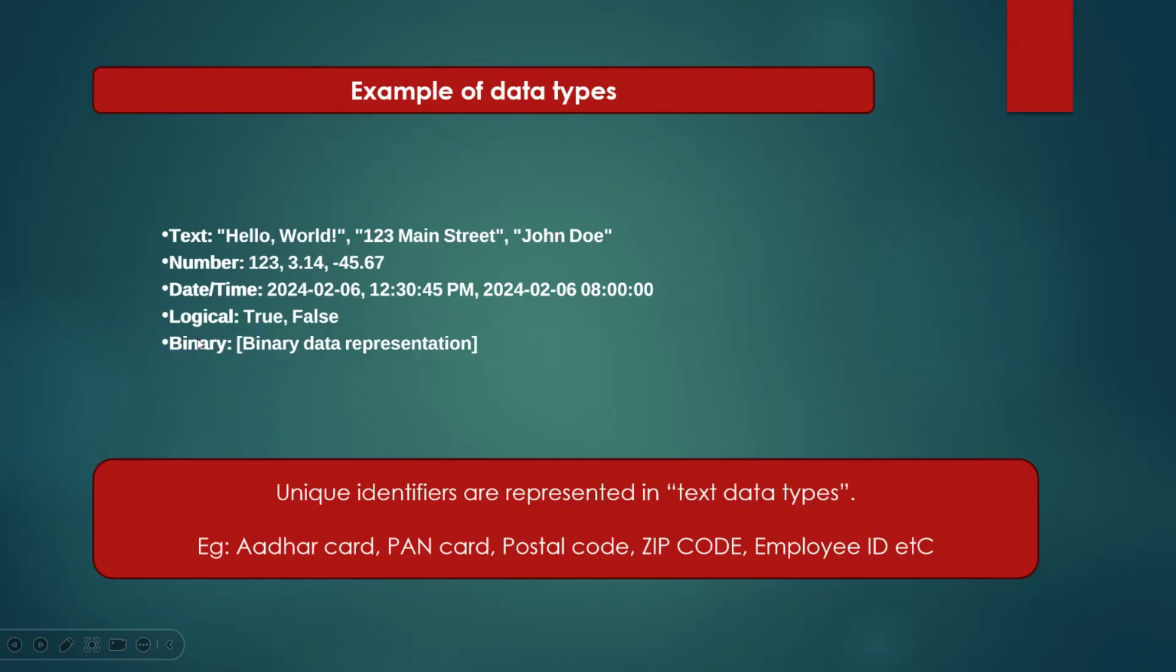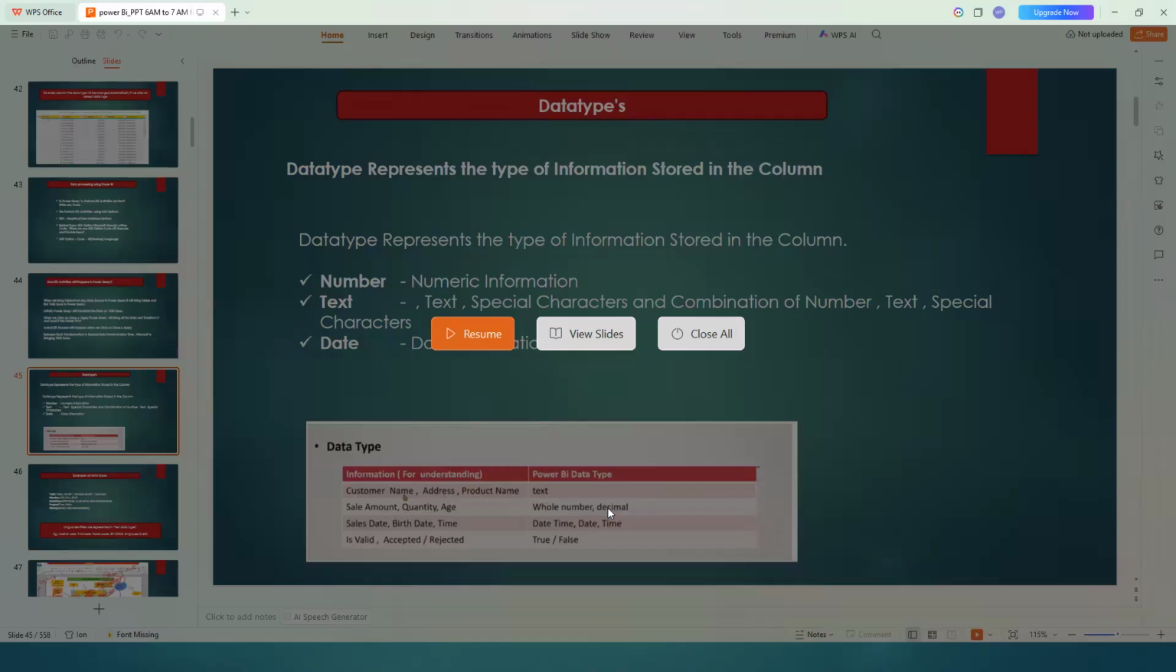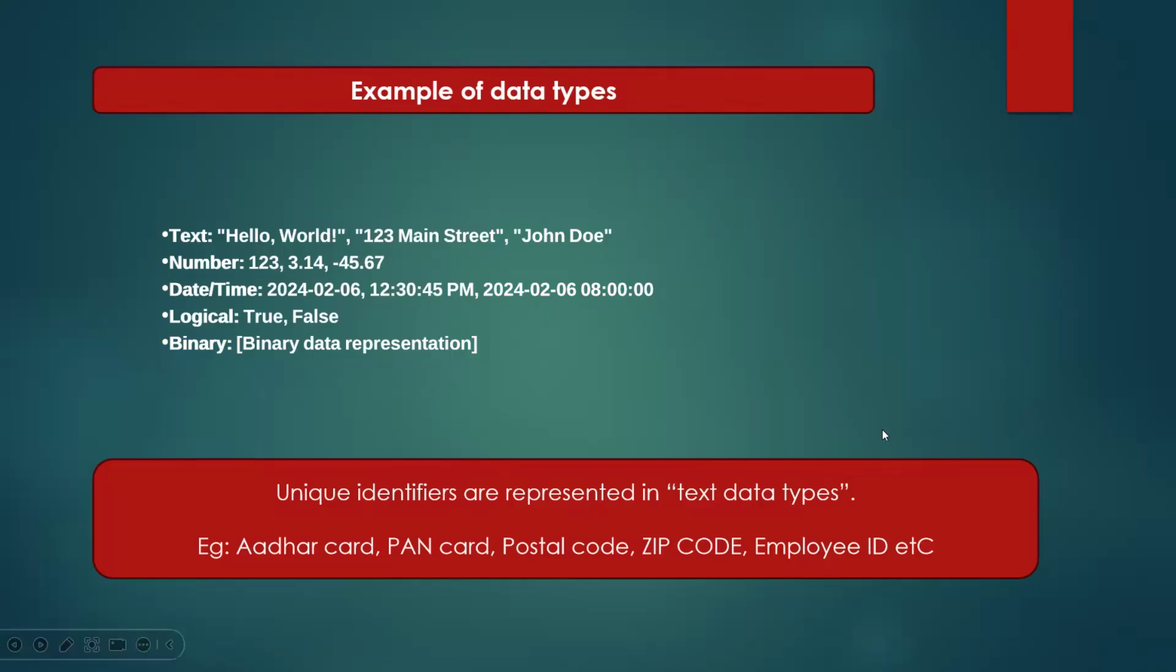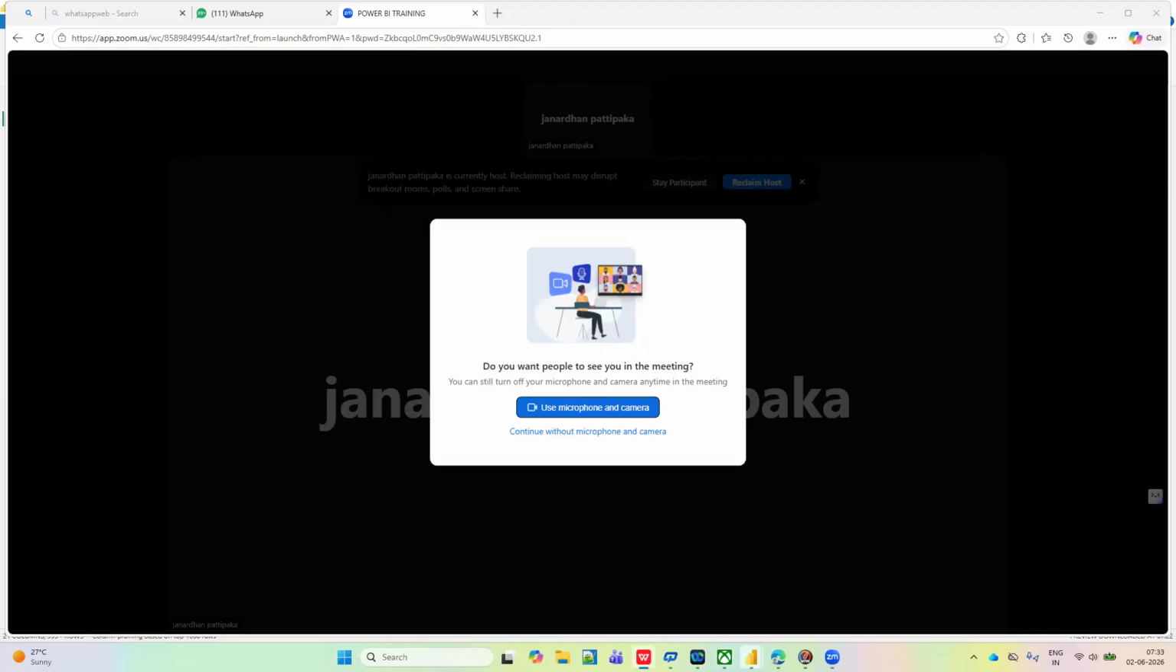And there are other data types called logical. If true or false values are stored, we call it logical data type. If any binary numbers are stored, we call it binary data type. Okay. Now let us see how these data types look in Power BI. Let me minimize this and let us see in Power BI how these data types appear.